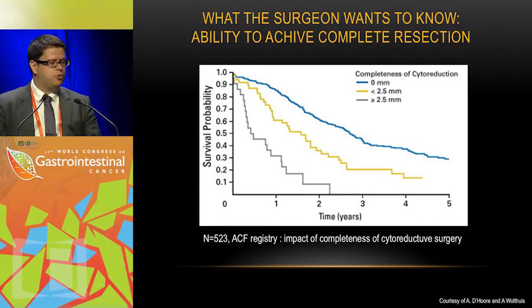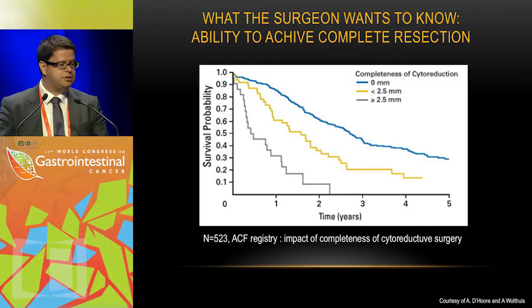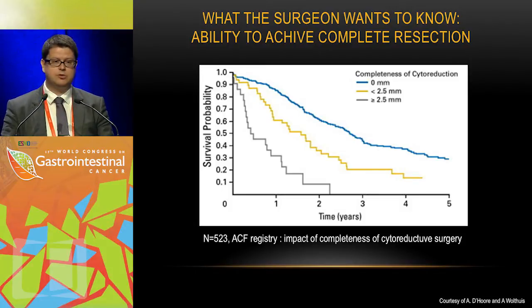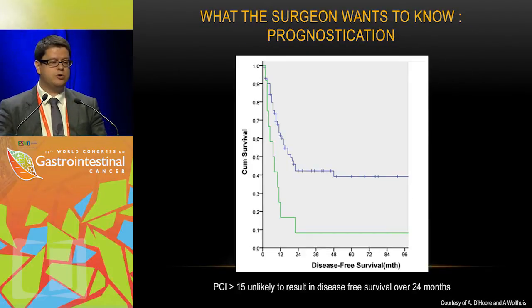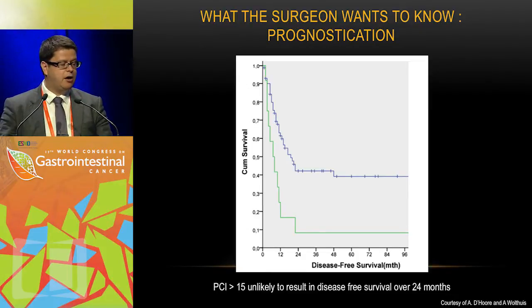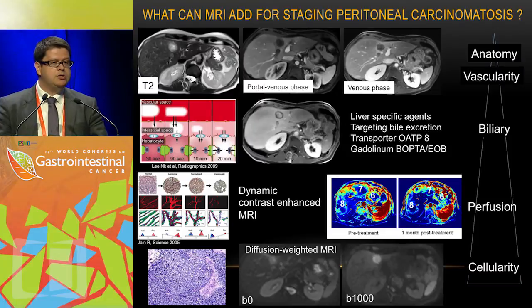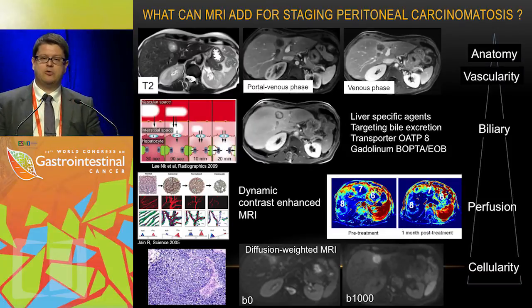So what does the surgeon want to know from the imager, the radiologist? First, he wants to know if he has the ability to achieve complete resection. This is an answer that we have to give with the scan. The second is prognostication. In our center, at least, a PCI larger than 15 is considered unlikely to be a successful procedure in the long run, so patients with a PCI higher than this are very unlikely to go to a HIPEC procedure. So what can MRI add for staging of peritoneal disease?